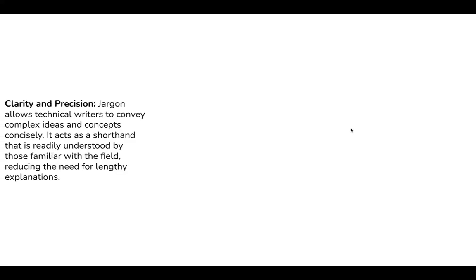First one is clarity and precision. So jargon allows you to convey complex ideas and concepts concisely, as it acts as shorthand that is readily understood by those familiar with the field, reducing the need for lengthy explanation, right?